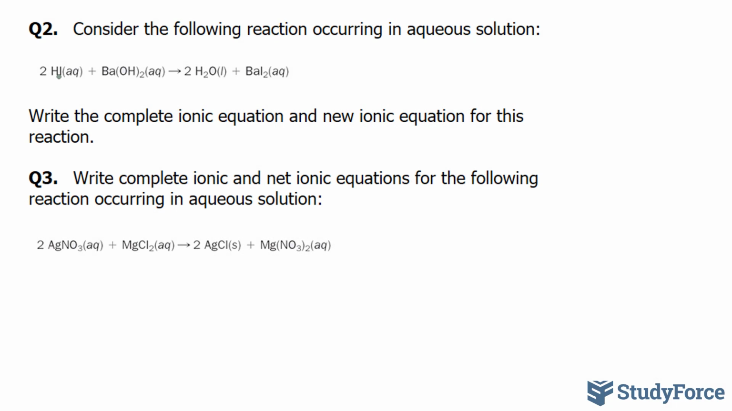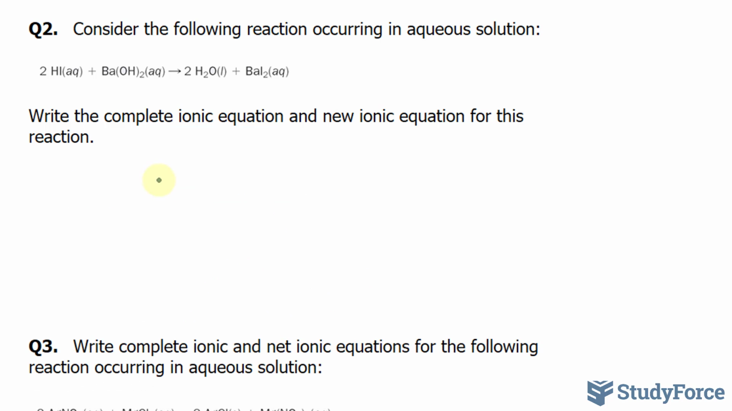Let's start with the first compound. We have hydroiodic acid, represented by the formula HI. This compound breaks down into two hydrogens, and hydrogen has a charge of +1. Its state should also be written, plus 2 iodine ions, and that will serve as our anions here. Its state is aqueous, plus barium hydroxide.